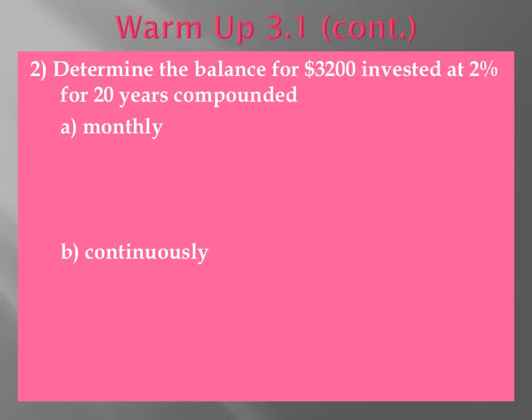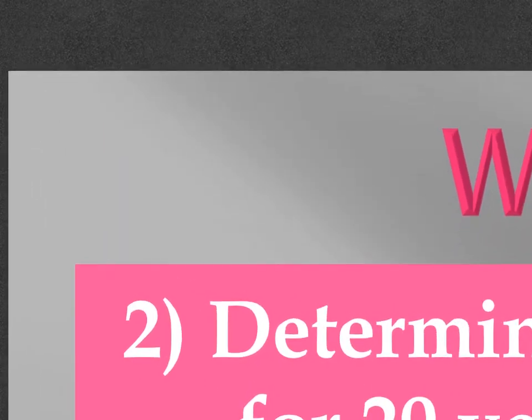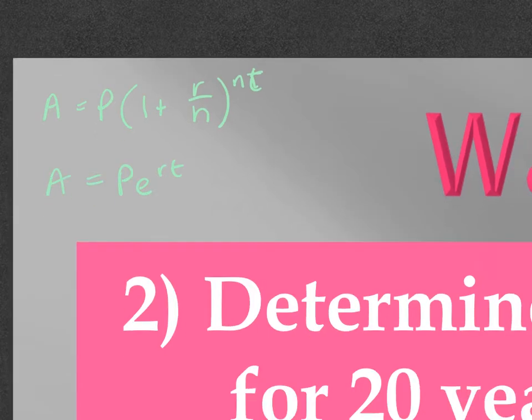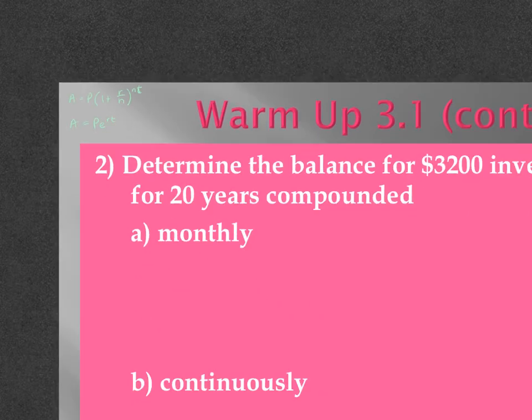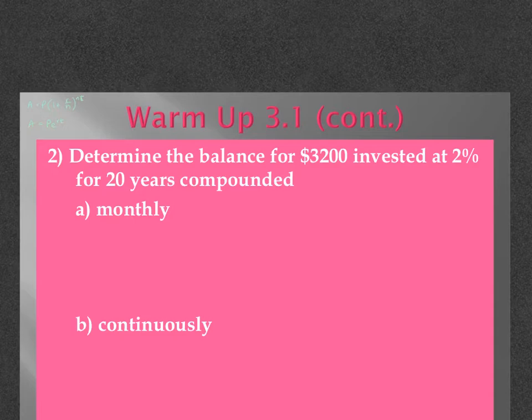Then comes the interest problems. So remember, there's 2 equations here, and I will give these to you. A equals P times 1 plus r over n to the nt for a certain number of times a year, and A equals Pe^rt for my continuous compounding. So number 2 says determine the balance for $3,200 invested at 2% for 20 years, compounded A monthly and B continuously. So this is my P. 2% makes my r 0.02. You got to move your decimals twice. And t is now 20.